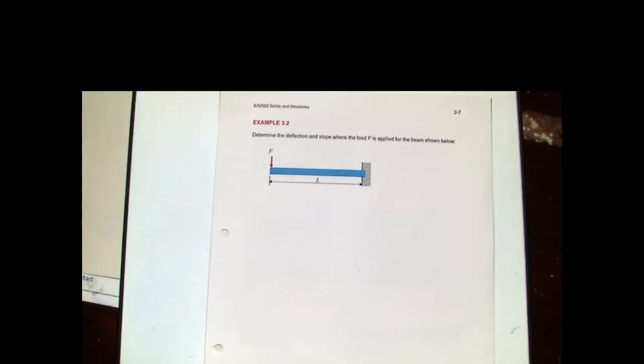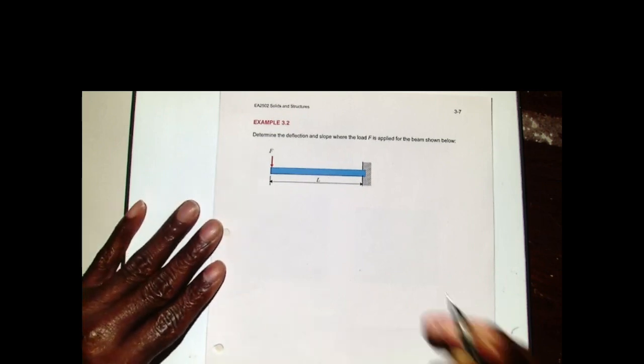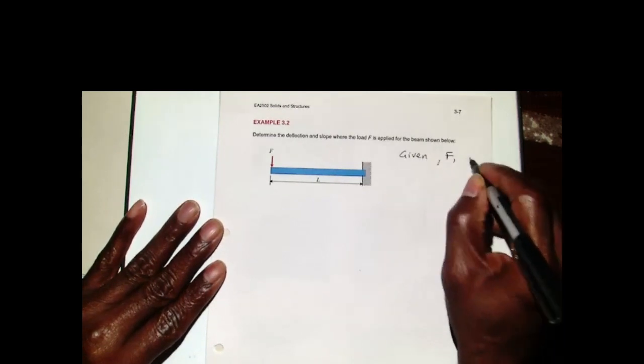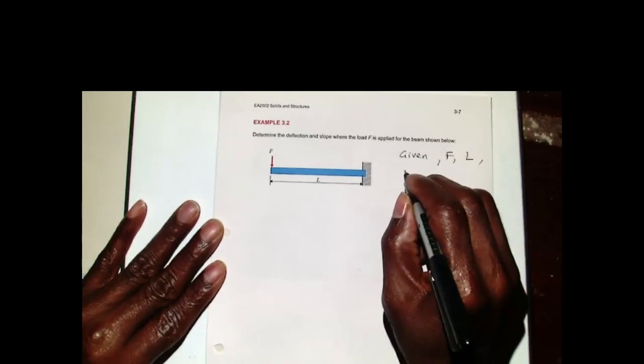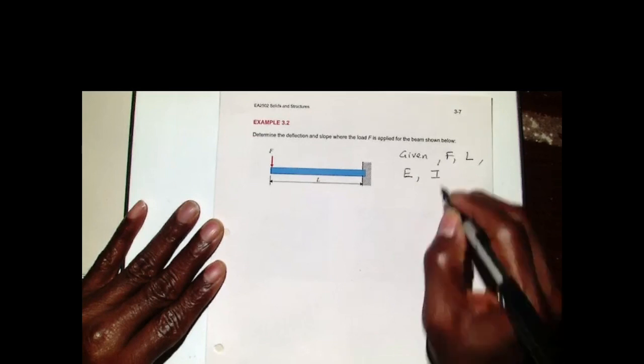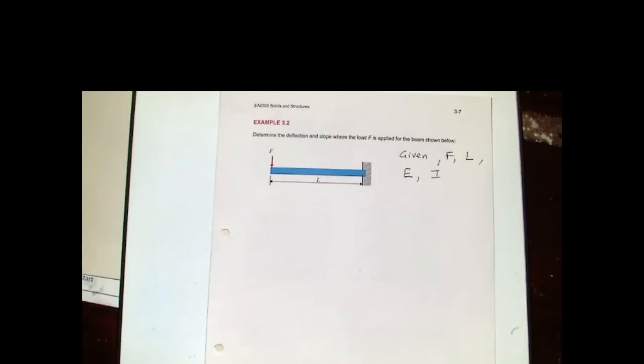Example 3.2. We want to look at the deflection of the beam. We've already talked about how we look at the magnitude of the stress. Here we are interested in the magnitude of the deflection. We are going to assume that we know the value of the force, the length, the Young's modulus of the material from which it is made, and the second moment of area of the cross section of the beam.